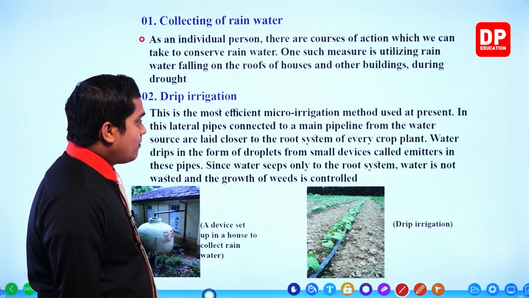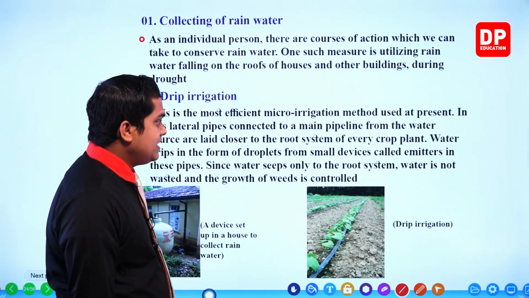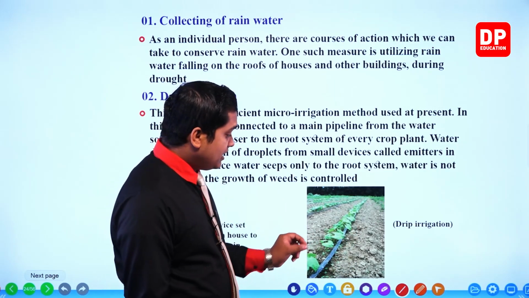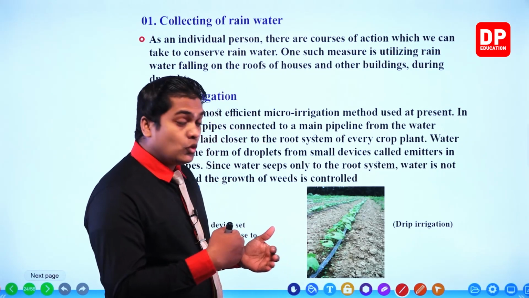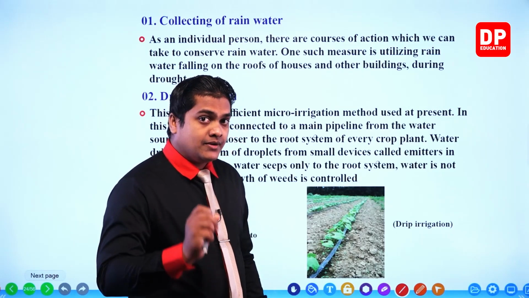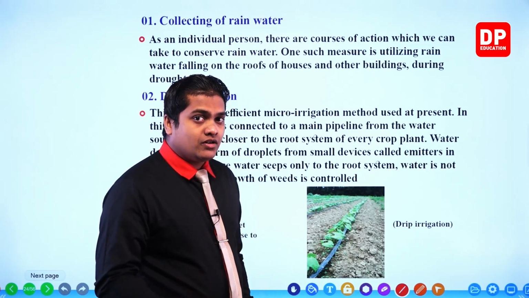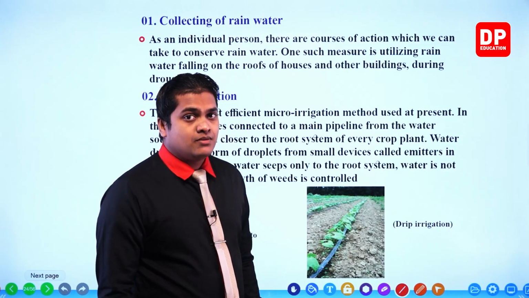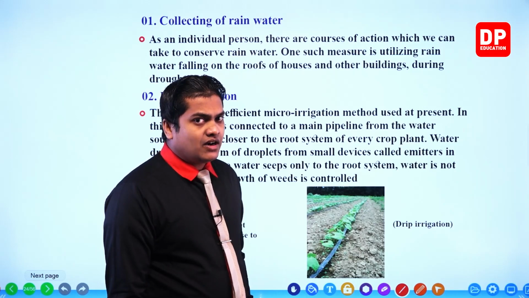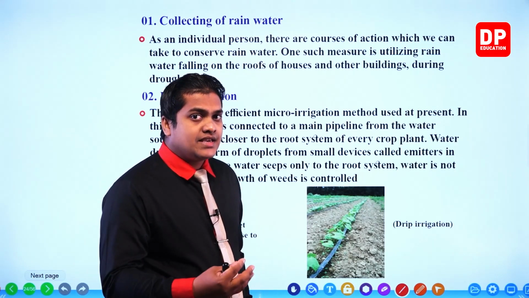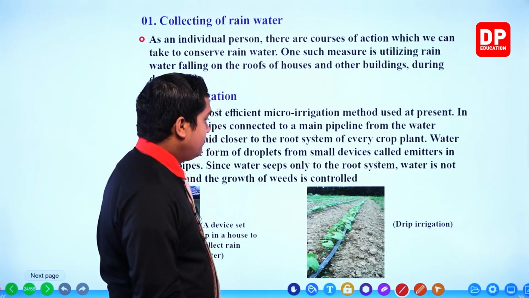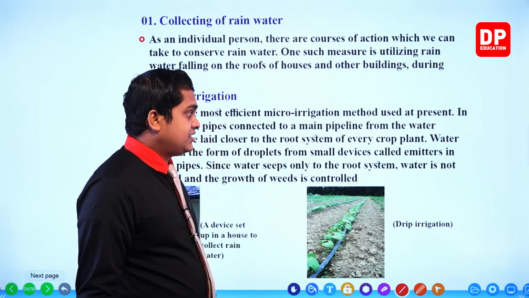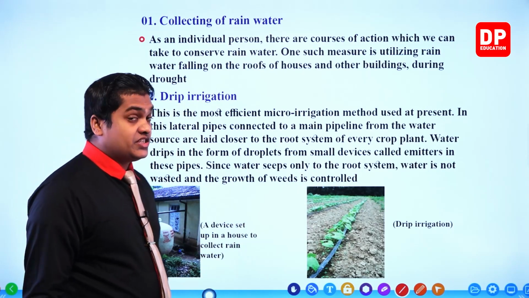Water drips in the form of droplets from small devices called emitters in these pipes. Now there are small devices which are referred to as emitters within these pipes, my dear children. So these emitters are somewhat closer to the root system of the plant. So what will happen? These emitters will emit water in the form of droplets, especially towards the root system of the plant. Okay. So by that way, what will happen? The need for water is reduced. And the other special thing is what? Here the water seeps only to the root system. And water is not wasted. Water is not going to waste at all.